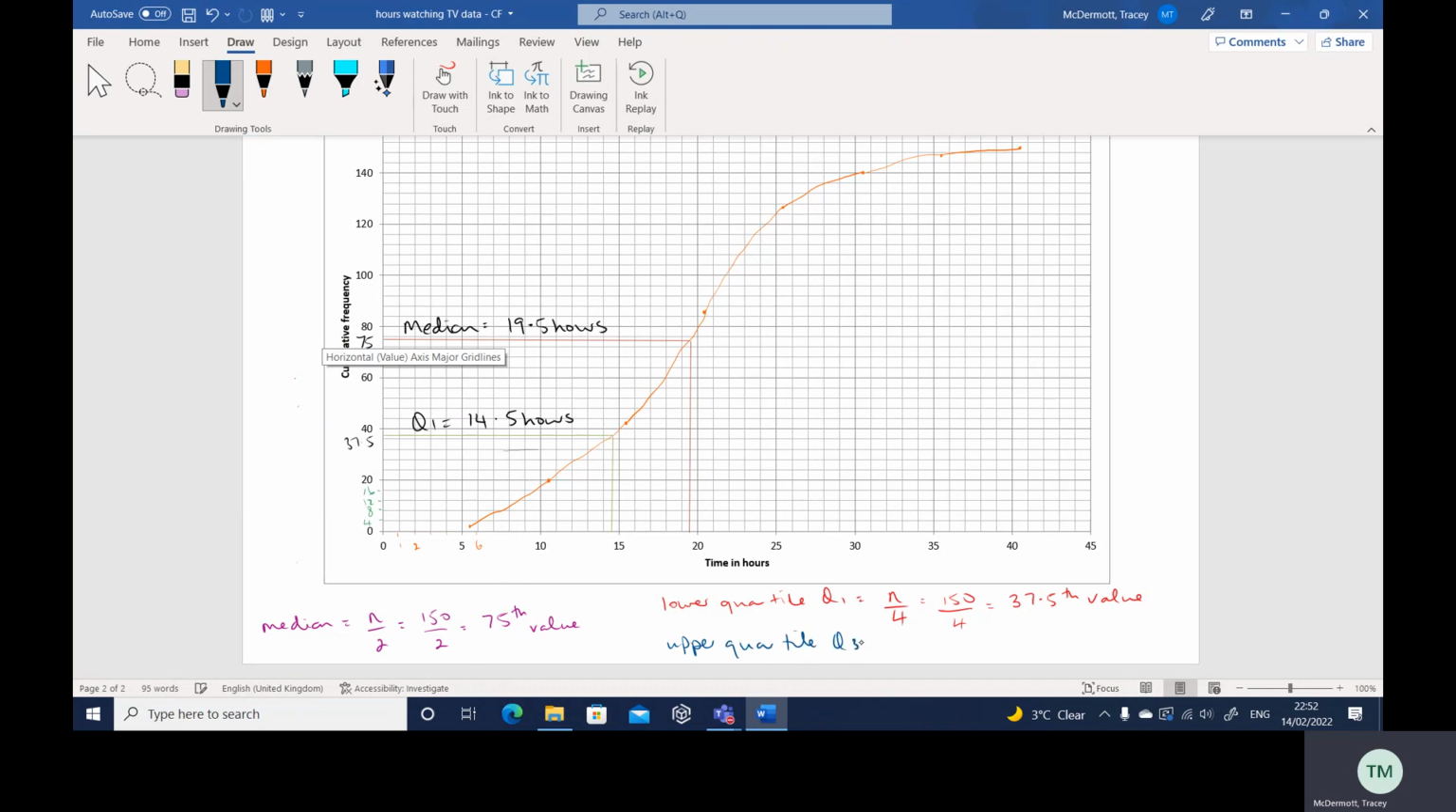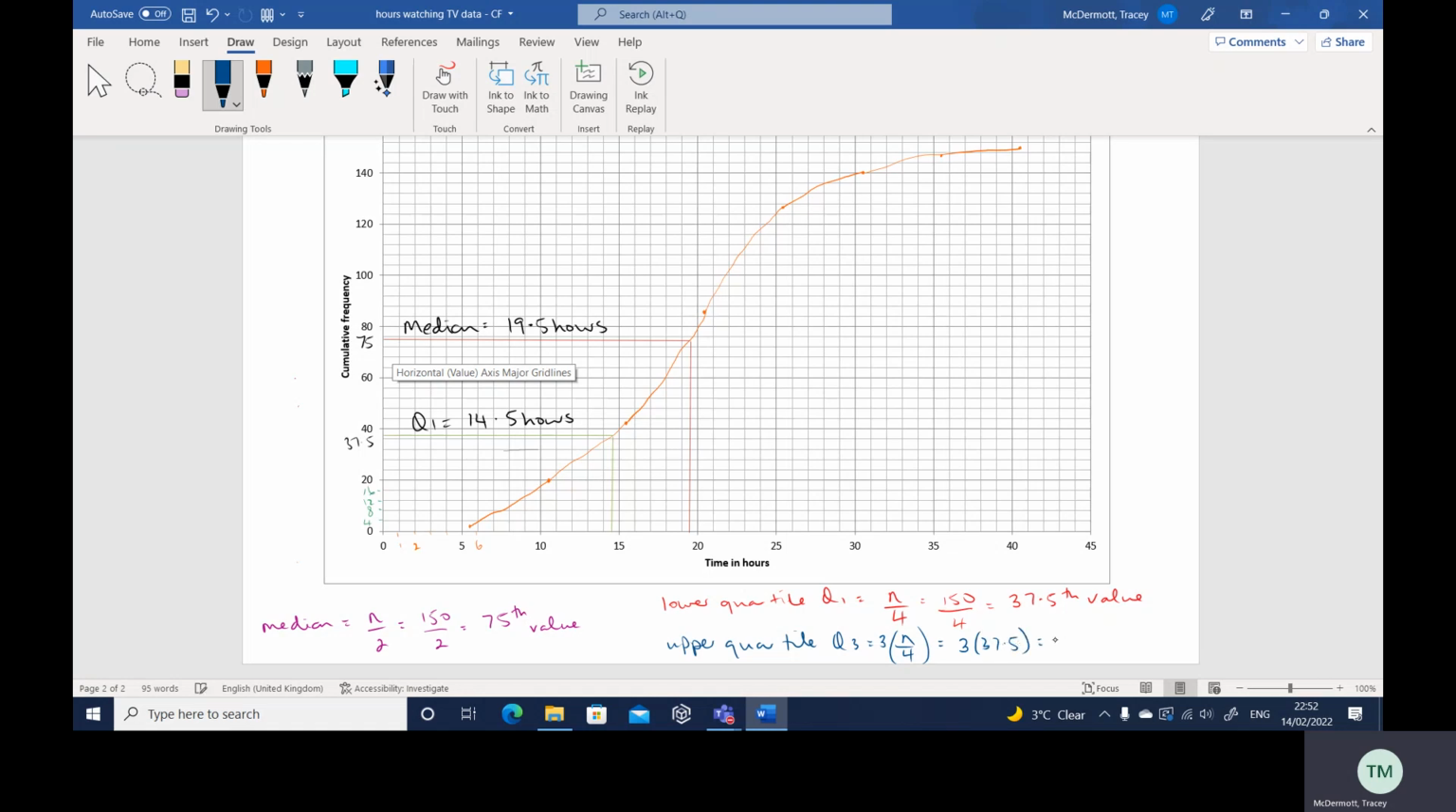The formula for your upper quartile is very similar to your lower quartile. The only difference is you need to multiply it by 3 because it's going to be 3/4 of the way into your data. Your lower quartile is 1/4 of the way in. Your median's halfway or 2/4 of the way in. So your upper quartile has to be 3/4 of the way into your data. So your upper quartile is always going to be 3 times the place of your lower quartile.